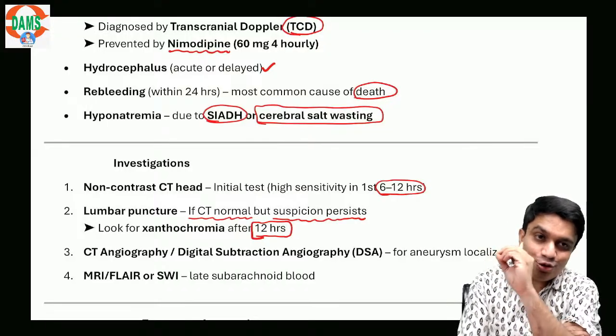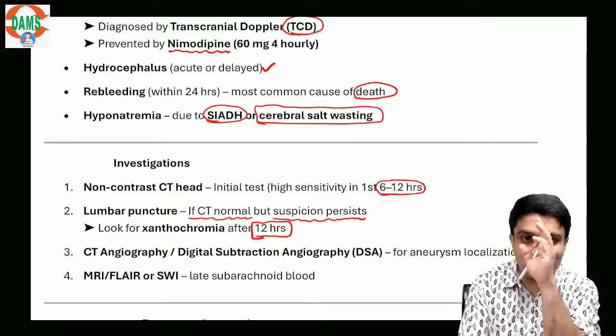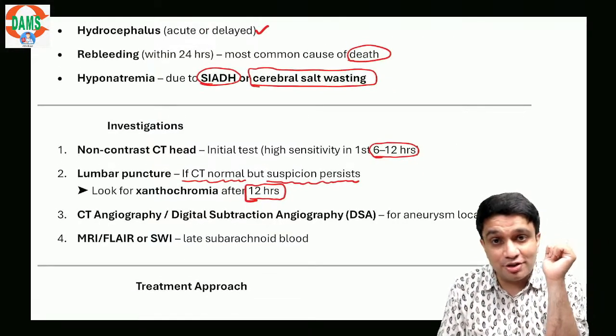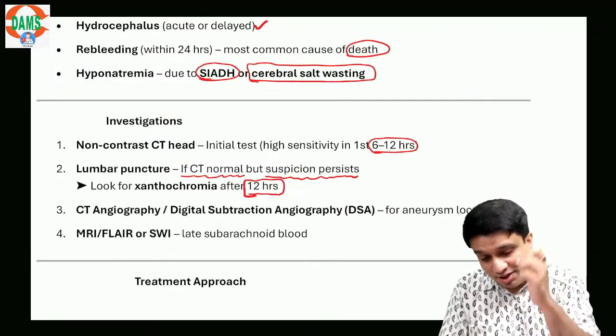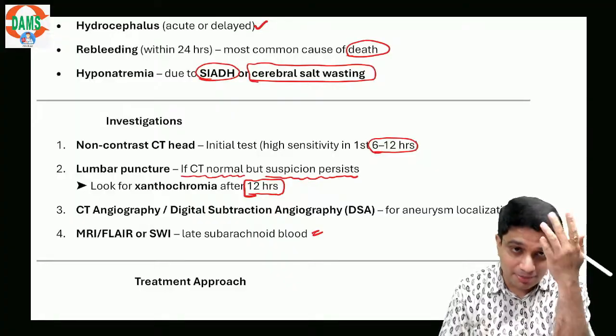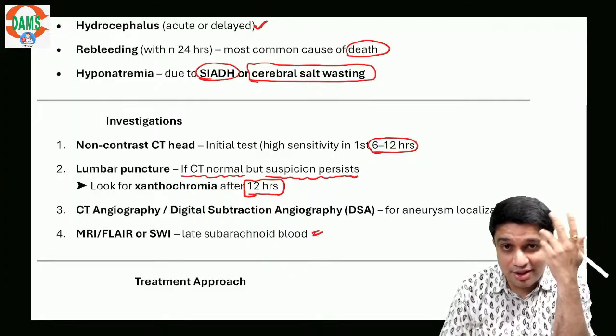You know, xanthochromia, when does it come? It comes after 12 hours. Doesn't happen initially. CT angiography and DSA are for what? Aneurysmal localization. MRI will show you late subarachnoid hemorrhage. So if you have missed it on a CT, don't go do LP, do MRI. See that. So the late SAH, the old SAH can be found on an MRI.